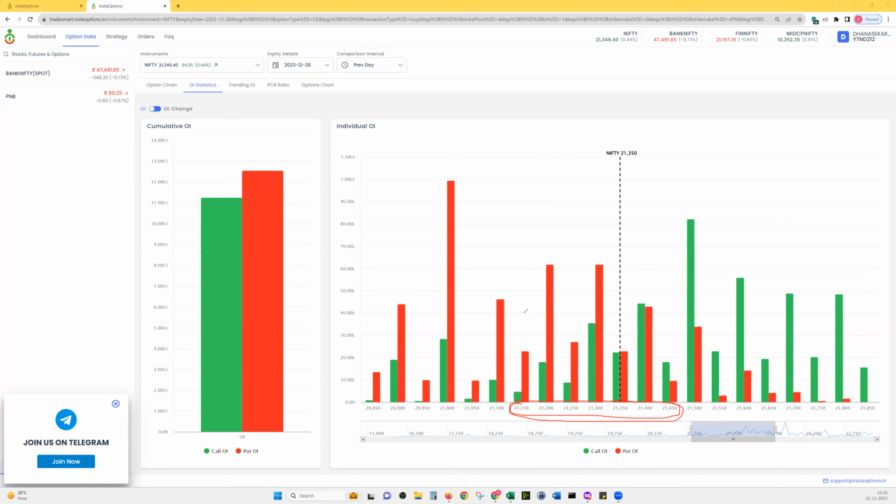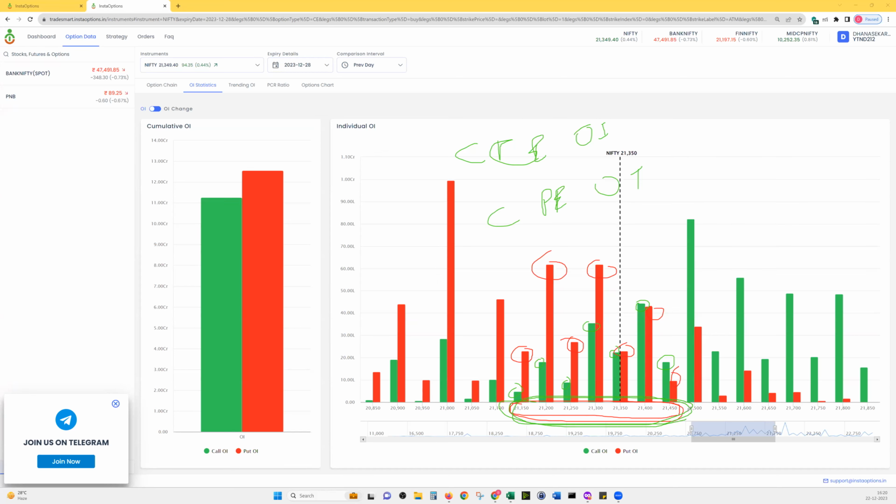What I'm going to do now is add all the put options, this put option, this one, this one, all these seven put options. And I'm going to add the seven call options' open interest. So now I will get two values: the cumulative call option open interest and the cumulative put option open interest of these seven strikes.